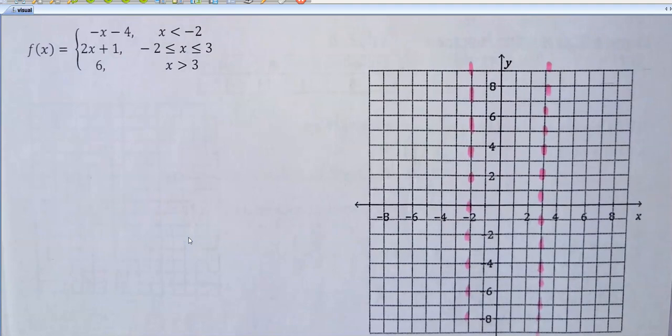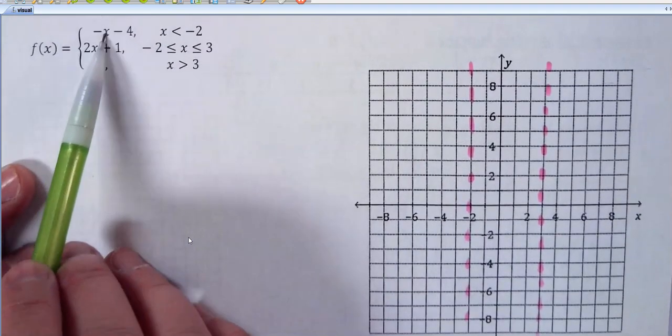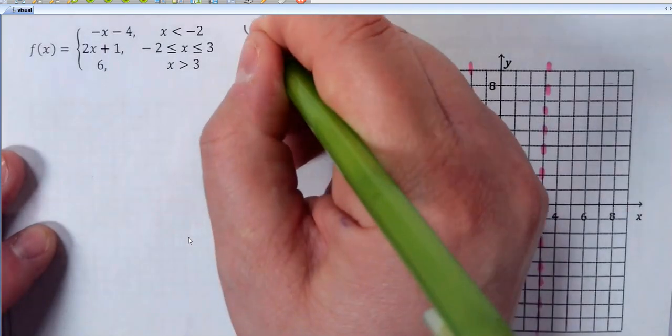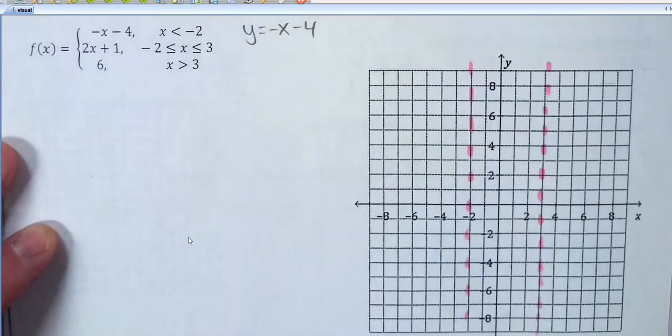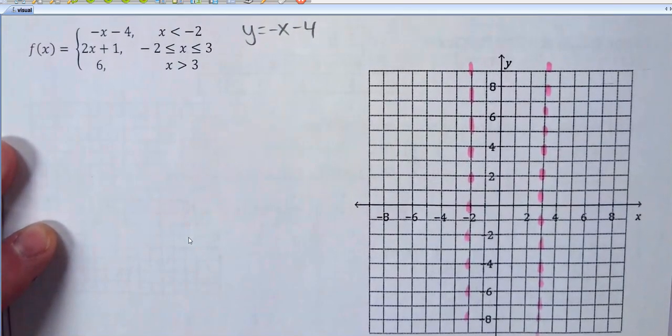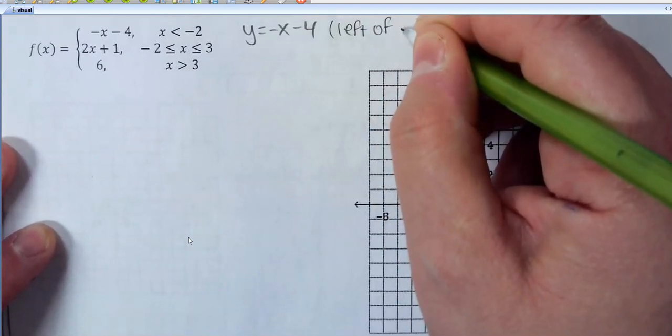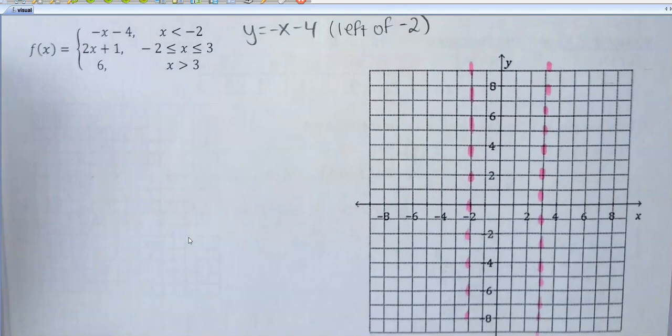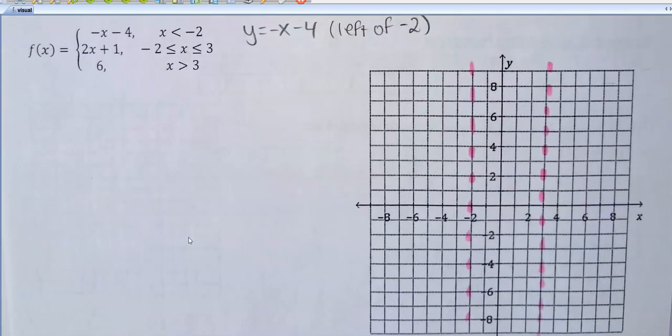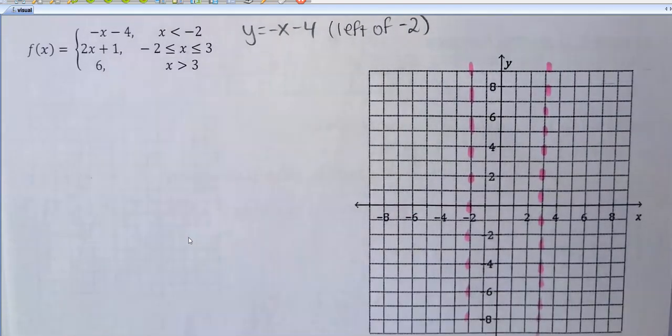Okay. So, if I just wanted to graph the line, like y equals -x minus 4, now this would just be on the left side of -2. So if you were just like, okay, I want to graph this line, I'll just show you this in a different way. If you want to use the table, use the table. If you want to use this, use this.